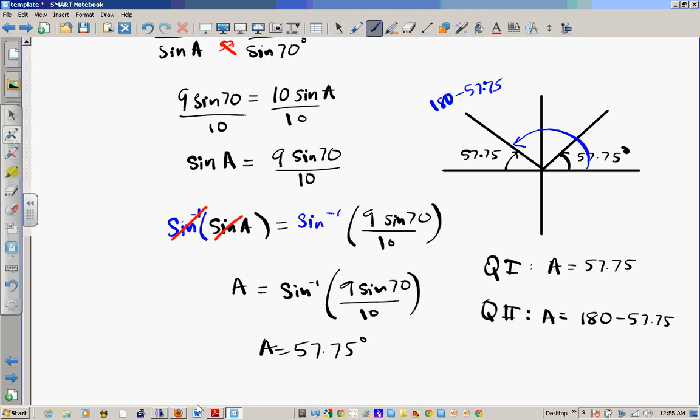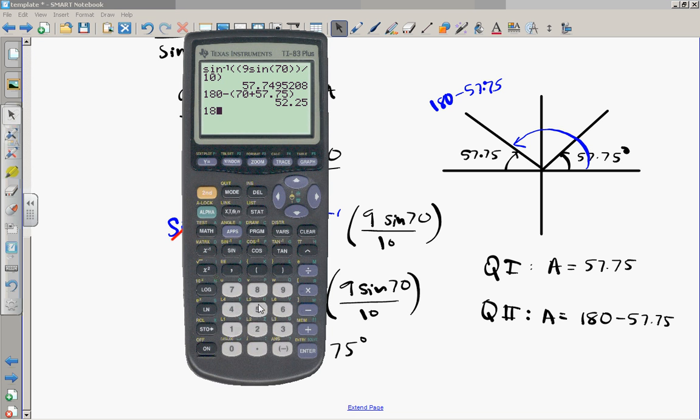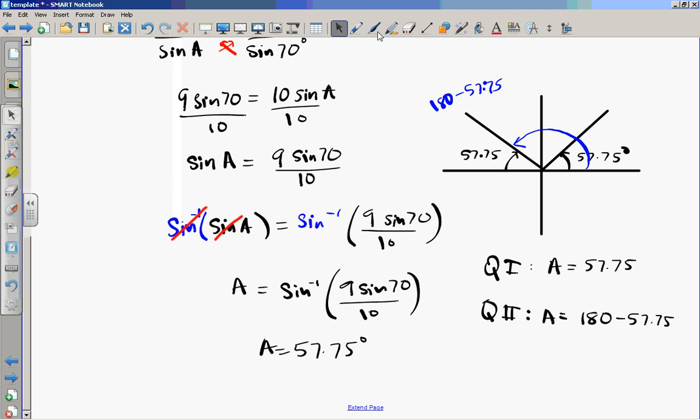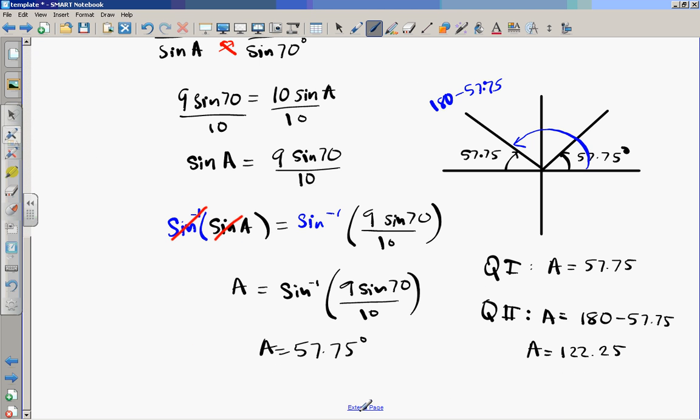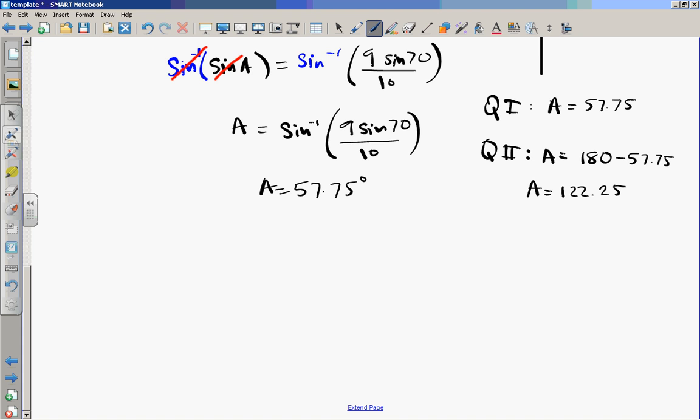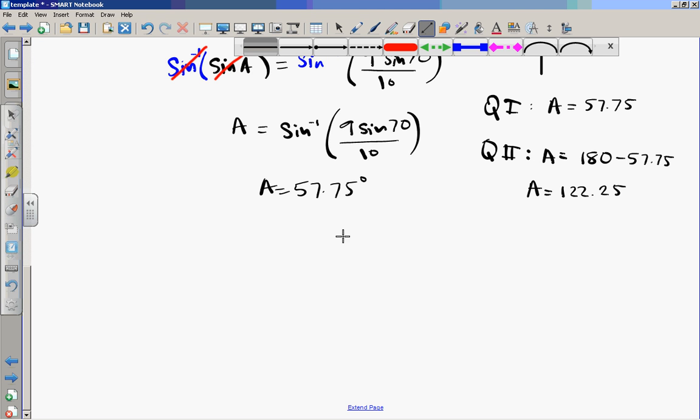Plug that into our calculators. 180 minus 57.75, and you get 122.25. Alright, so A is going to be 122.25. Alright, so if we take a look at it, is it possible for that? Can that possibly work out? Can I have a triangle with those measures? So let's try it out and see if it's possible.